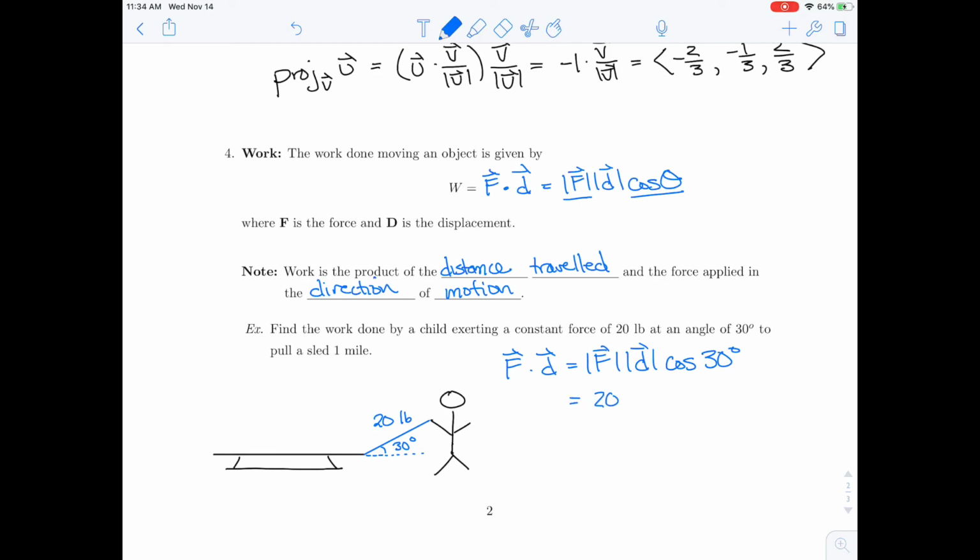So this is 20 pounds of force times pulling the sled 1 mile, or 5,280 feet. We will need this to be in feet to get the correct units for our answer. And then the cosine of 30 degrees is the square root of 3 over 2. Multiplying that out, we're going to get 52,800 times the square root of 3, and that is in the units of foot-pounds, which is the correct unit of work.